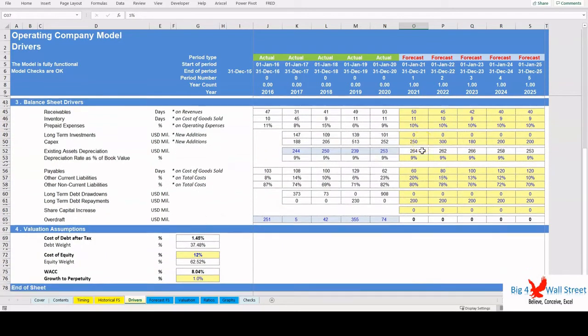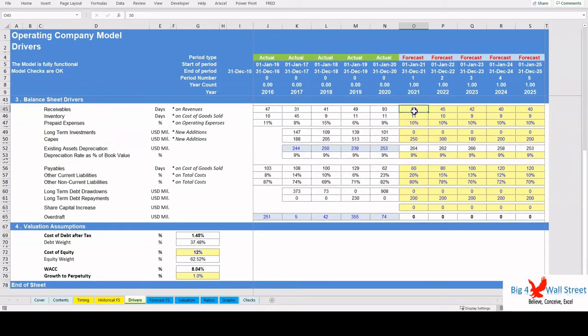Regarding the balance sheet items the user can amend the working capital days, receivables, inventory, and payables, the prepaid expenses, the long-term investments and capital expenditures, the depreciation as a percentage of net book value. Finally, the user can change the debt drawdowns and repayments, as well as the current and non-current liabilities and share capital increase. Regarding the valuation assumptions the user can modify the cost of equity and the growth rate to perpetuity.